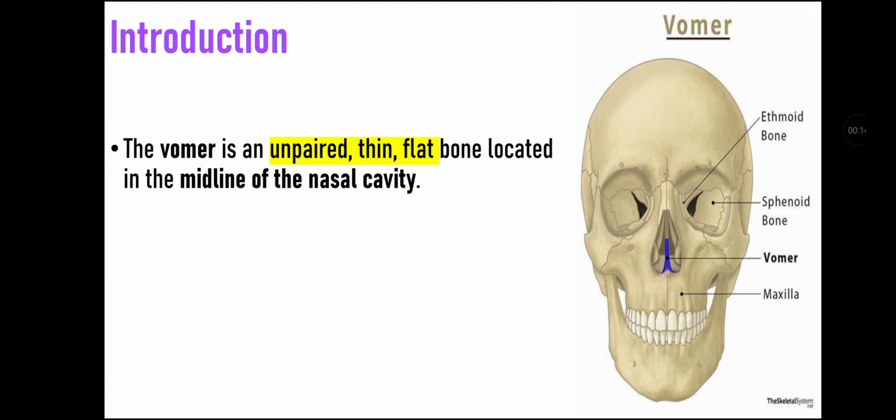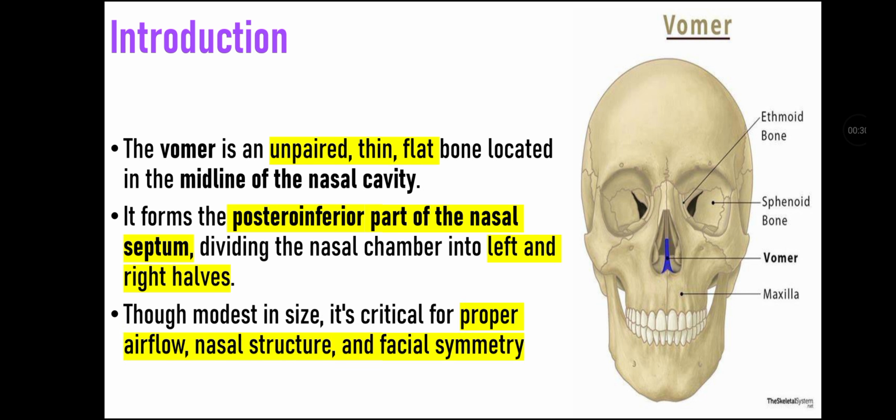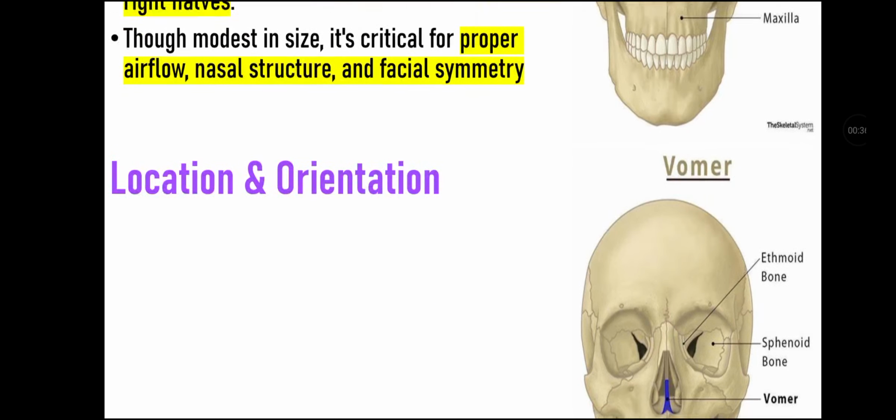The vomer is an unpaired, thin, flat bone located in the midline of the nasal cavity. It forms the posterior inferior part of the nasal septum, as you can see here in the diagram, just dividing the nasal chamber into left half and right half. Though modest in size, it is critical for proper airflow, nasal structure, and facial symmetry.